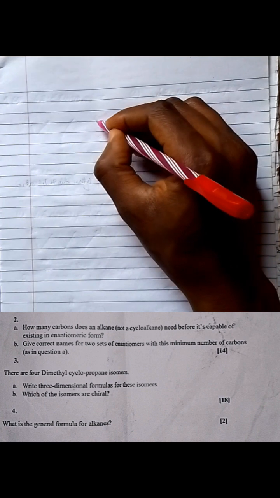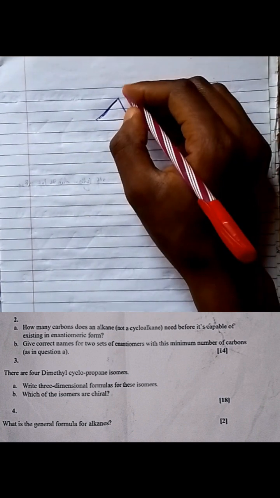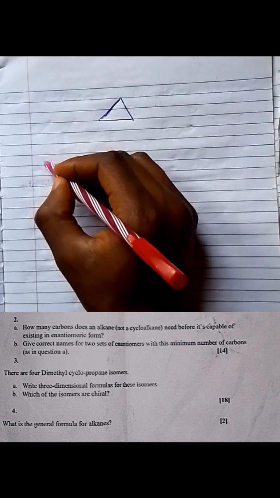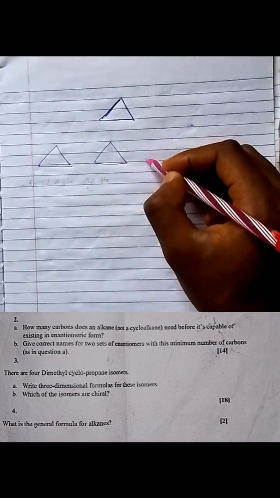Dimethylcyclopropane. So propane looks like this. If we had to add two methyl groups, we could add them in various ways. So the first form is we could do this. Let me write the four isomers.